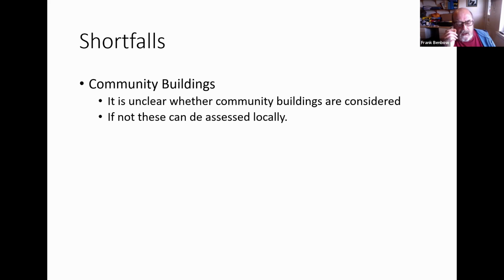So are community buildings included under industrial and commercial, or are they excluded? I will get back to you, obviously, when I've got an answer on that. But if your community buildings aren't included, we can actually assess those locally.